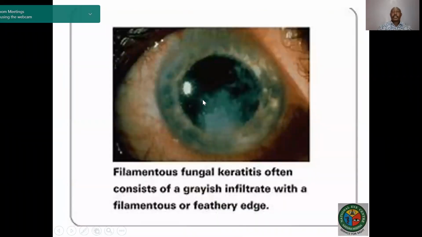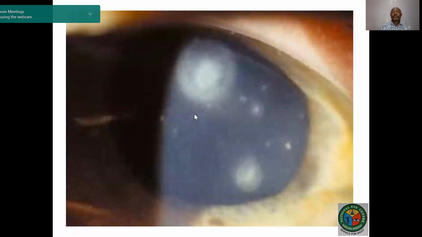All these also are extensions, and satellite lesions are also characteristic of fungal keratitis. These are typical satellite lesions, also typical in fungal keratitis.